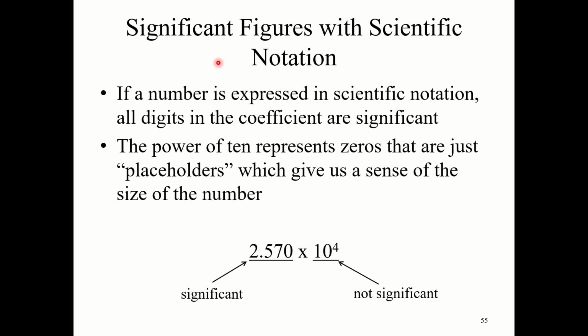All right, last thing here on what is significant and what is not significant, scientific notation. When looking at significant figures with scientific notation, if a number is expressed in scientific notation, all digits in the coefficient are significant. The power of 10 represents zeros that are just placeholders, which gives us a sense of the size of the number. So here, these 4 digits, they are significant. All 4 are significant. So all of the numbers in the coefficient are significant. Then this just represents your placeholder values. So this number would have 4 sig figs.